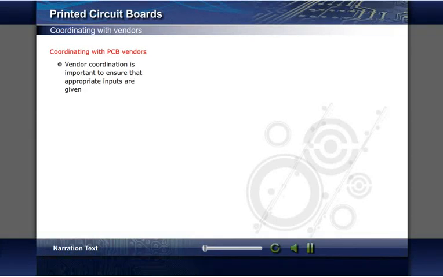PCB manufacturing is usually outsourced to vendors. Vendor coordination is important to ensure that appropriate inputs are given. Generally, material inputs required are films and Gerber files.